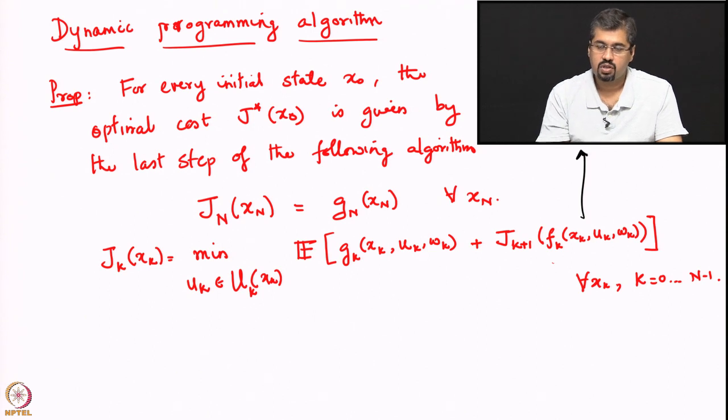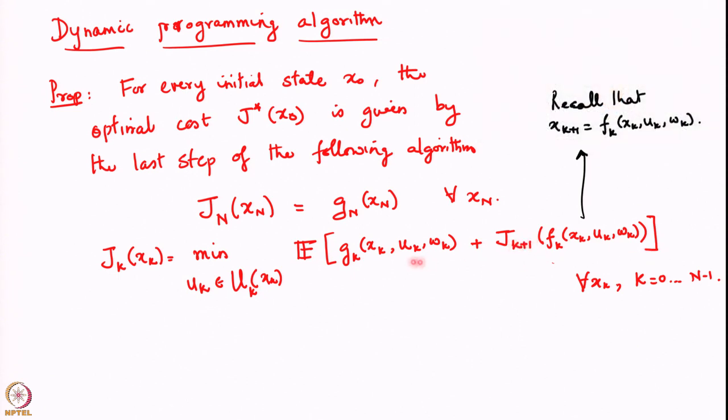So, the way this would work is that you have Jn already written up through the terminal cost. Then, using that, you find Jn minus 1 using this, because in that you would have Jn out here. Then you write Jn minus 2 using the Jn minus 1. Then you find Jn minus 3 using the Jn minus 2 and so on. This would eventually get us to J0 for every initial state.